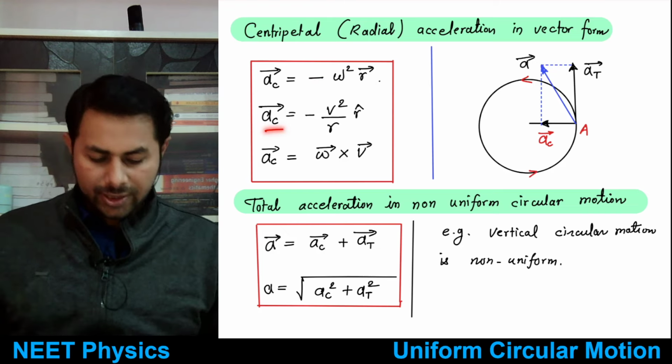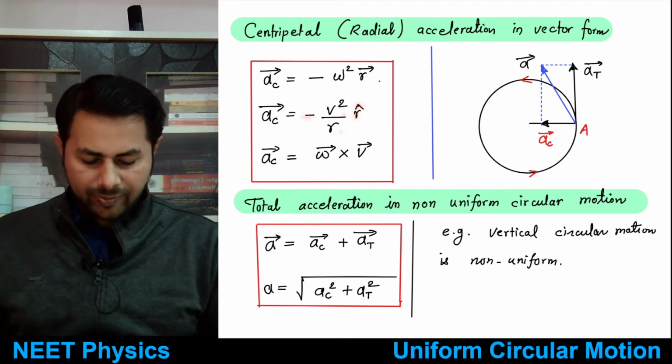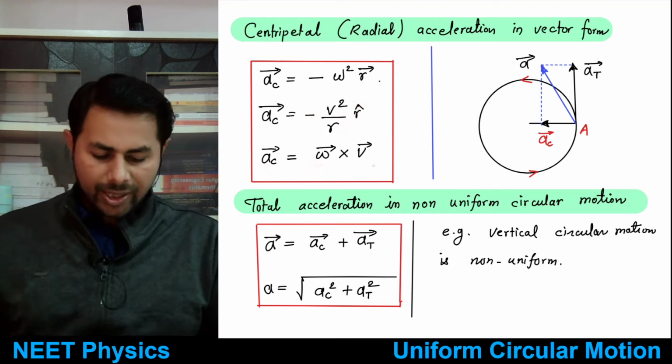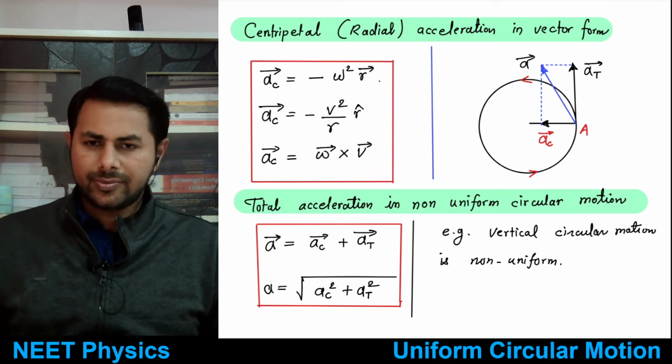AC bar is equal to minus v square by r into r cap, and AC bar is equal to omega bar cross v bar. It's not v bar cross omega bar. This thing you will need to remember.